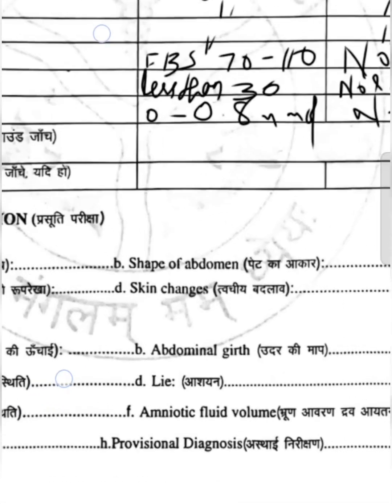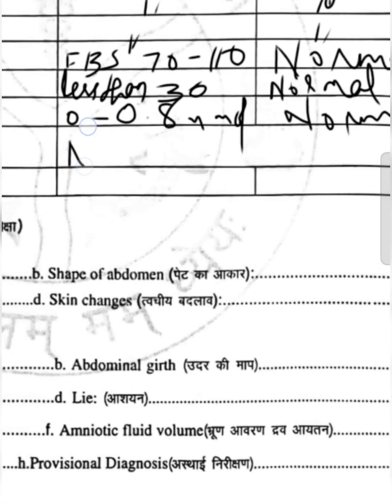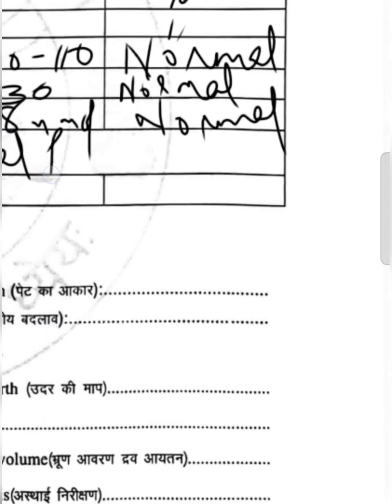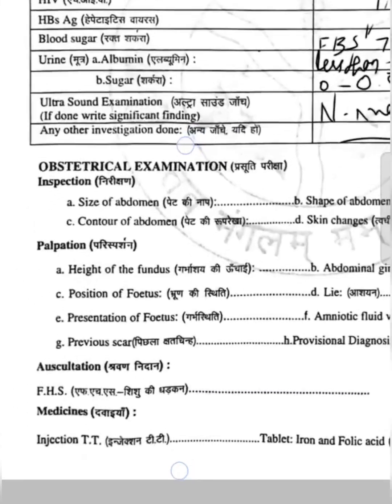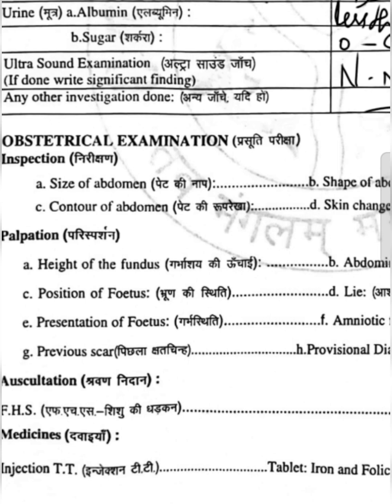Next you can see the ultrasound findings or ultrasound examinations, if done, and significant findings. Here we are writing the normal fetus, uterus and placenta, because she does not have any abnormalities. Next, any other investigations? Nothing was done here, so no need to write anything. Next one is obstetrical examinations.